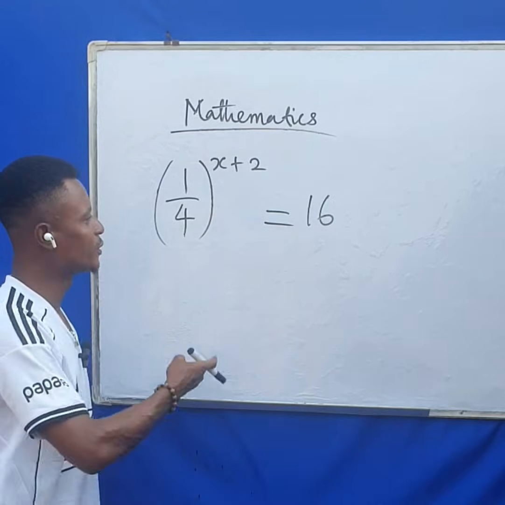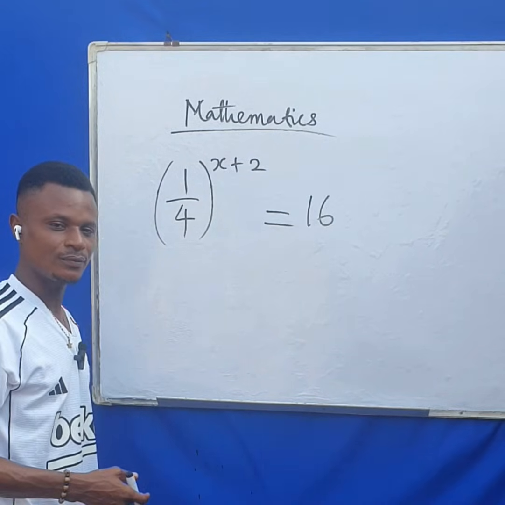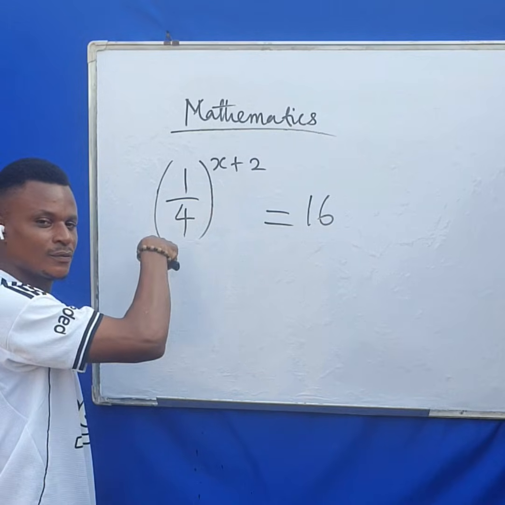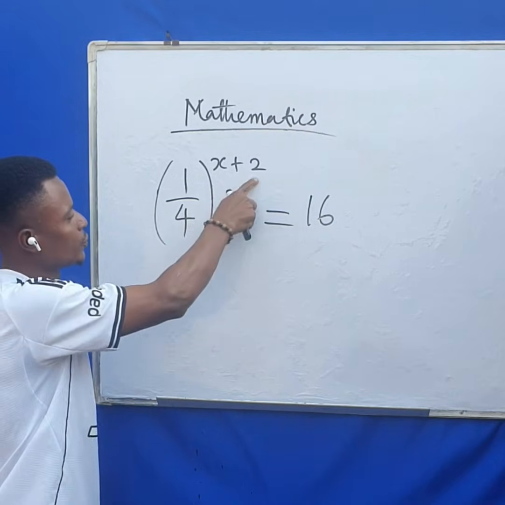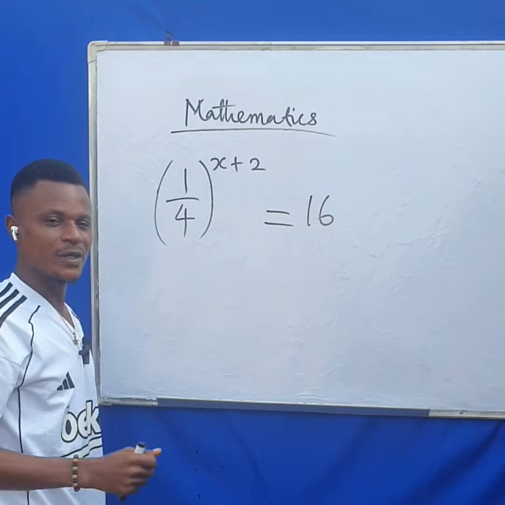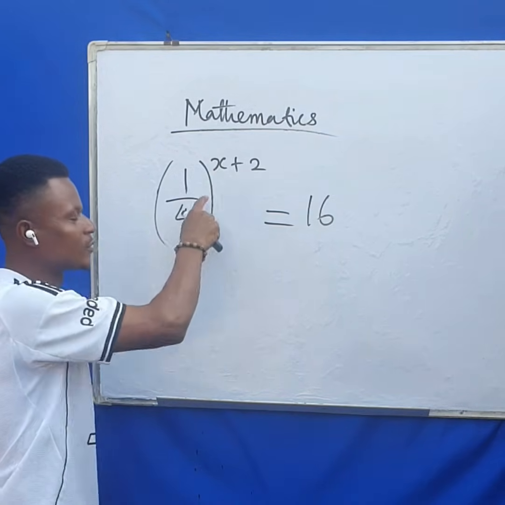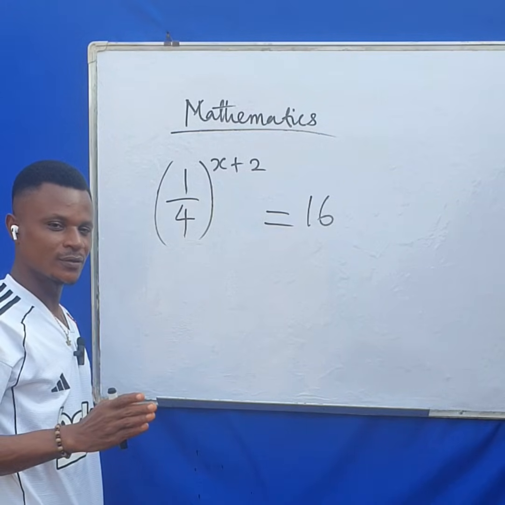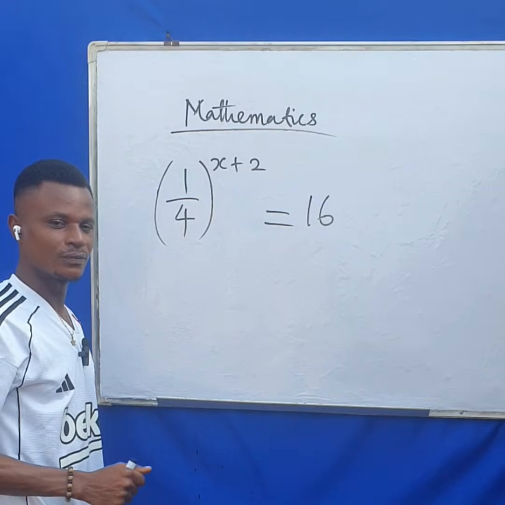Let me show you how to solve this math question on the board. We are given (1/4)^(x+2) = 16, and we are expected to find the value of x. If you want to solve this question correctly, this is what you need to do.